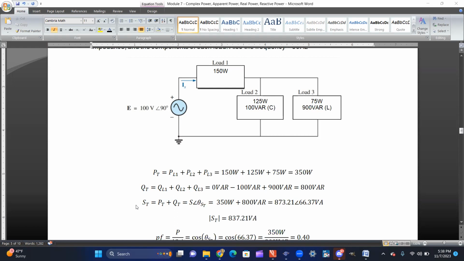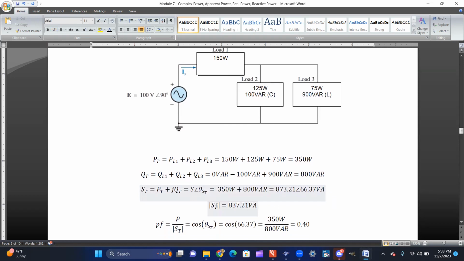If you combine them together, you get your complex power, which is 350 watts plus 800 VARs, and you express this in polar form, which would be 873.21 at an angle of 66.37 volt-amps. If you take the magnitude of your complex power, you get your apparent power, which is this value right here.